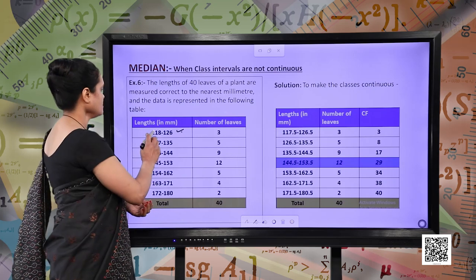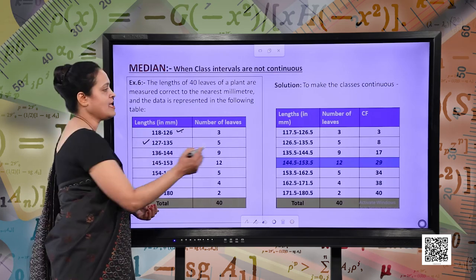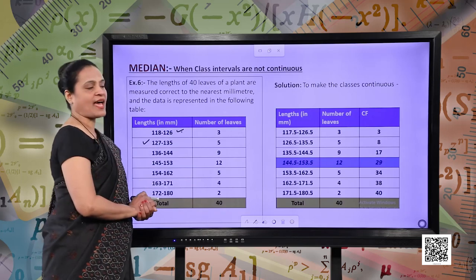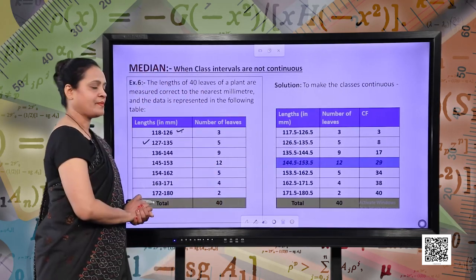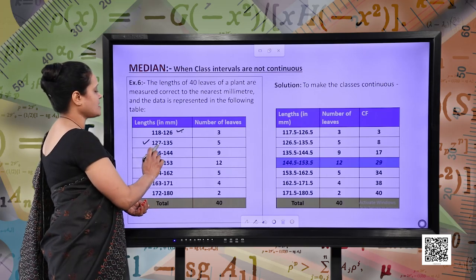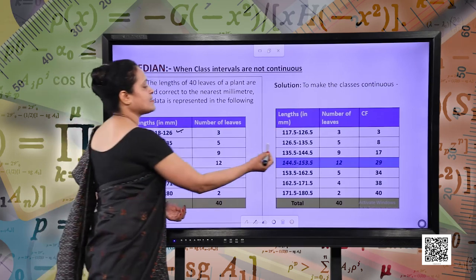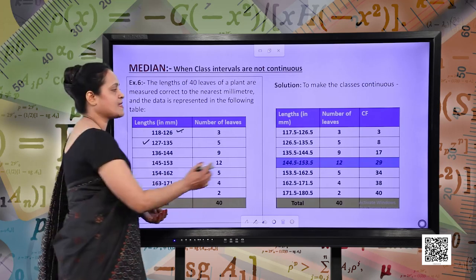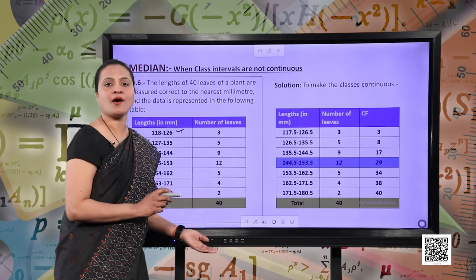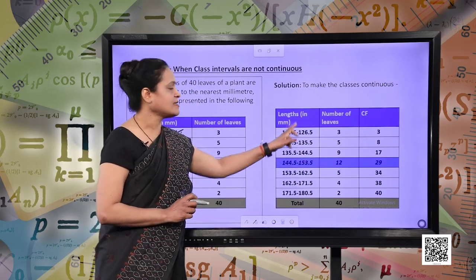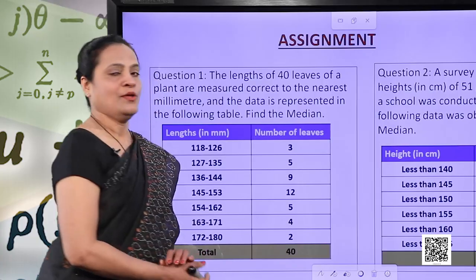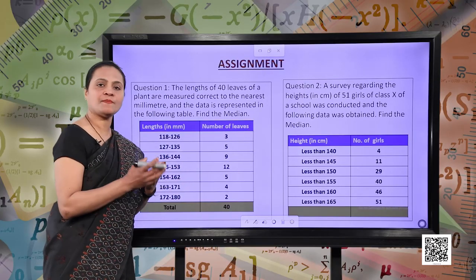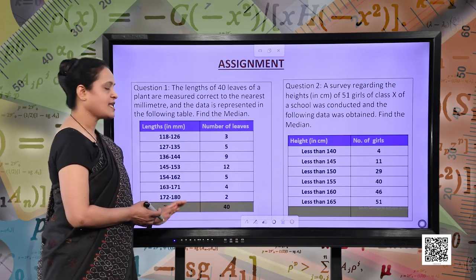So, what we get? 118 minus 0.5 gives us 117.5, 126 plus 0.5 gives us 126.5. Then for the second class interval, 127 minus 0.5 gives us 126.5, 135 plus 0.5 gives us 135.5, and so on. Now, you can see that all the class intervals are continuous. So, I have explained the initial steps of this question to you. Now, you can follow the same steps we have done in this session to find out the median in this case.